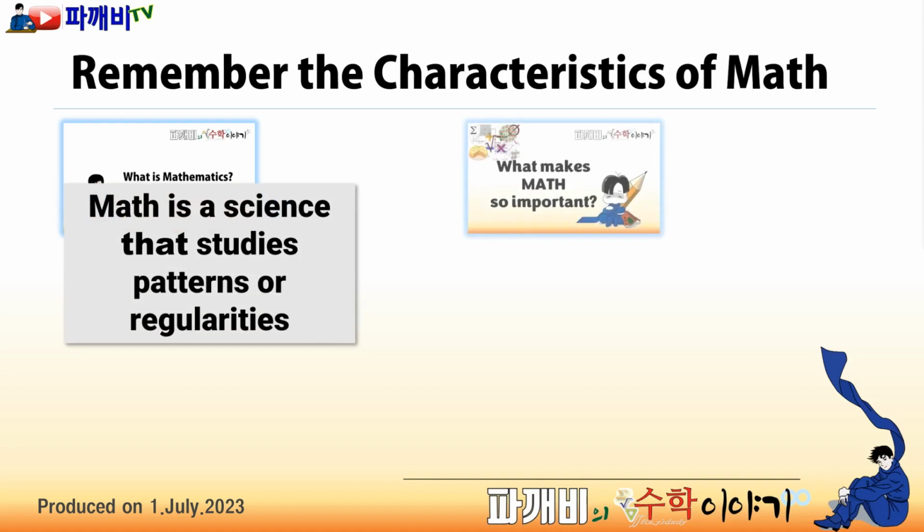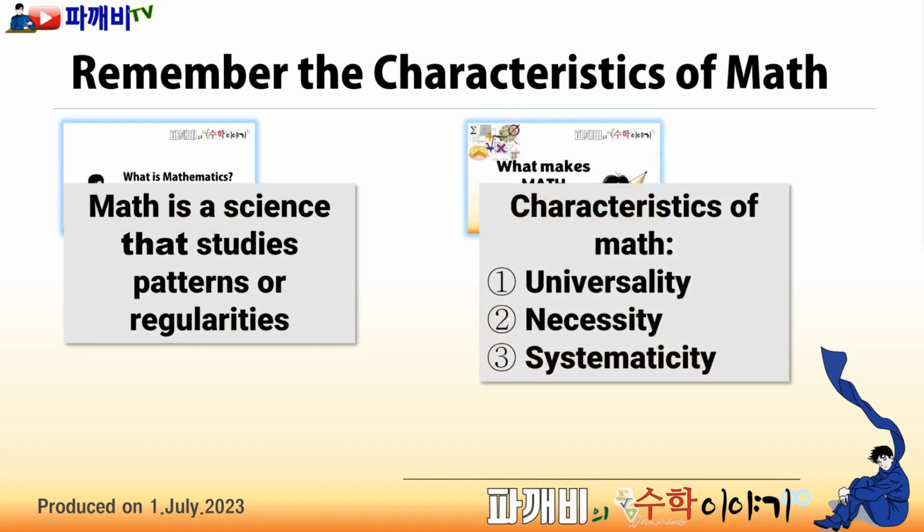And in this video, what makes math important? I explained three characteristics of math: universality, necessity, and systematicity. It's a short video, so if you have time, please take a look. One takes about 8 minutes, and the other takes about 5 minutes.